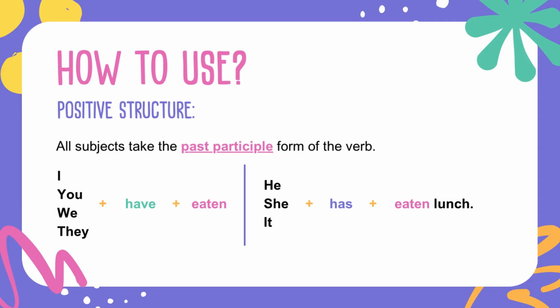All right, let's look at the structure first. For the positive structure of the present perfect tense, you have your subject plus have or has, depending on the subject, plus the past participle form of the verb. For I, you, we, they, you would take have. For he, she, it, you would use has. So I have eaten, you have eaten, we have eaten, they have eaten, he has eaten, she has eaten, it has eaten.